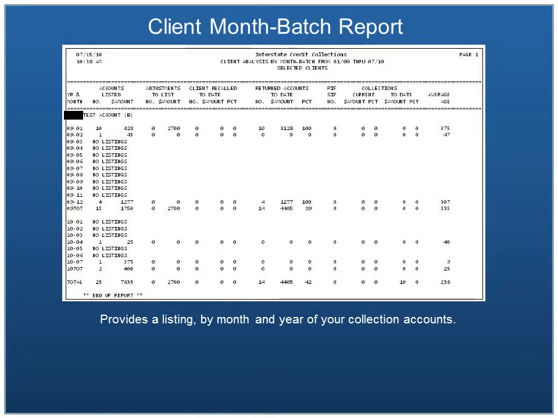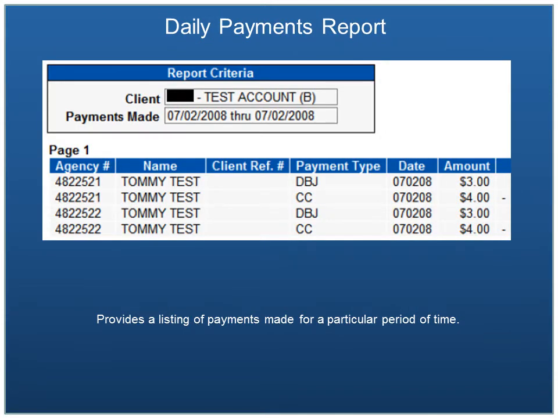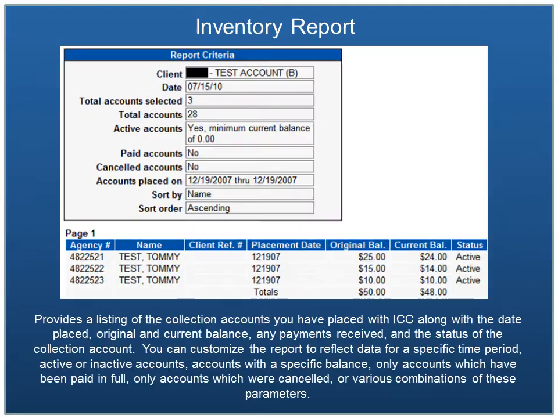Monthly figures are displayed and totaled by year for accounts listed, adjustments made, accounts canceled or recalled by your office, accounts returned to you by ICC, accounts which were collected, and the average age of the accounts. The Daily Payments Report provides information regarding debtor payment received during any time period you select.